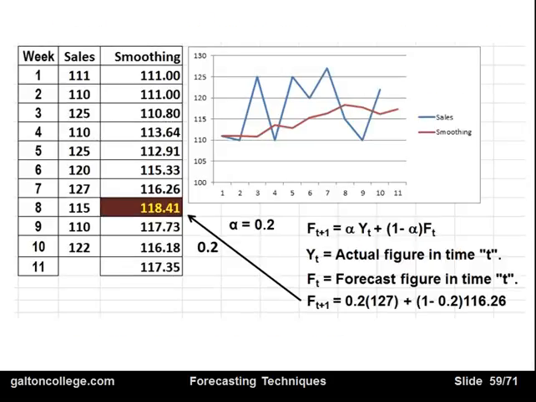Let's put it into our figures, the figures we started with. So we have 10 periods here, 10 weeks. We have the sales figure, let's say for pizzas, over this 10-week period. Now if we take the first one up here, we'll start with the same, because that's what we got. We got sales of 111, so we put in smoothing 111. The second one is 110. This one here is 111.